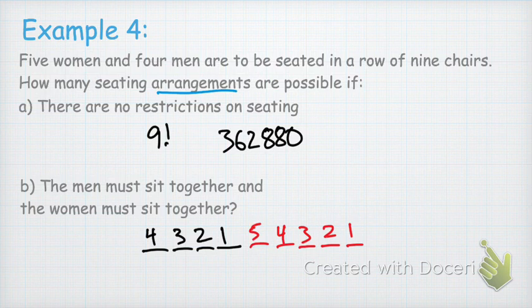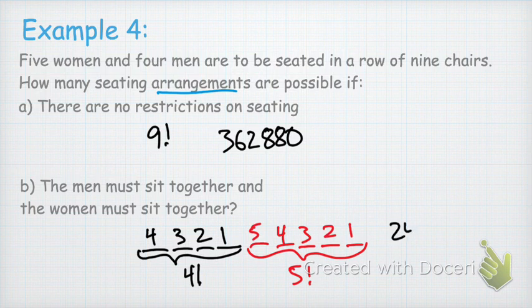Or I could do this part of it is 4 factorial. And this part of it is 5 factorial. And I could do 4 factorial times 5 factorial, and get that answer. So 4 factorial is 24. 5 factorial is 120. So 24 times 120 is 2,880.